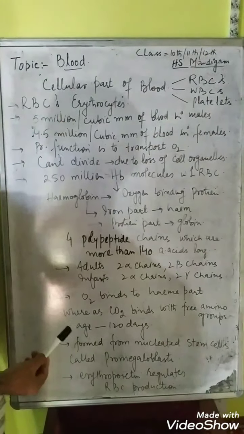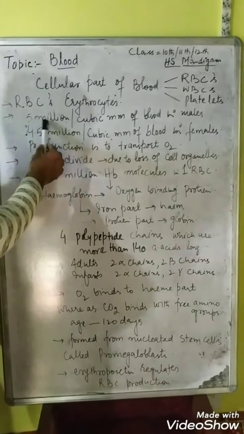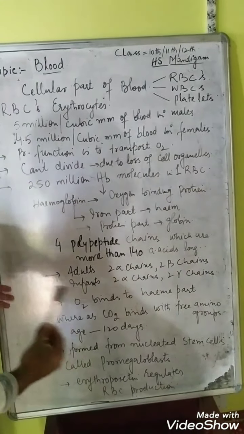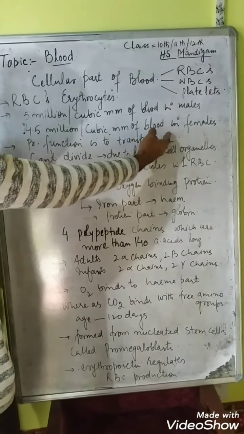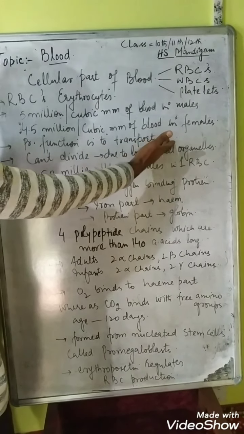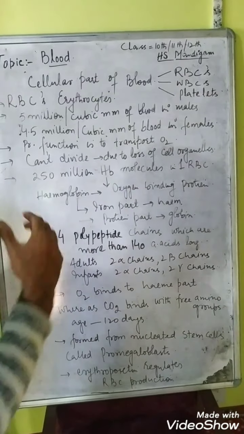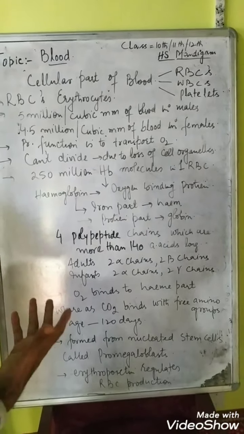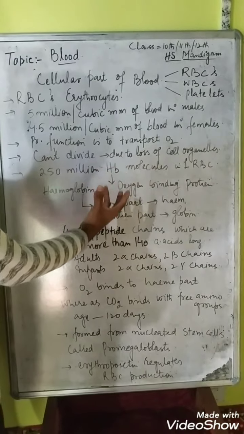Now RBCs are also called erythrocytes. There are around 5 million RBCs per cubic millimeter of blood in males, and in females there are around 4.5 million RBCs per cubic millimeter of blood. The primary function of the RBCs is to transport oxygen. The oxygen mixes with the blood inside the lungs at the time of oxygenation of the blood. That oxygen is actually carried by the hemoglobin of the blood.